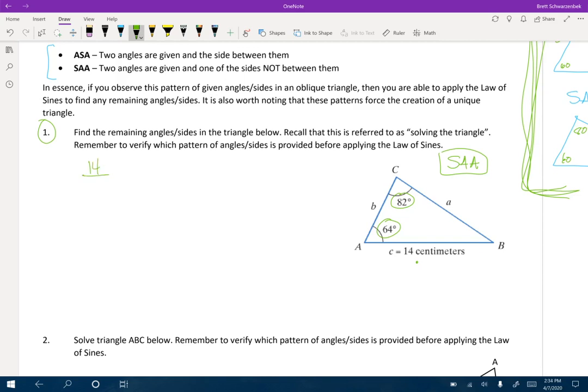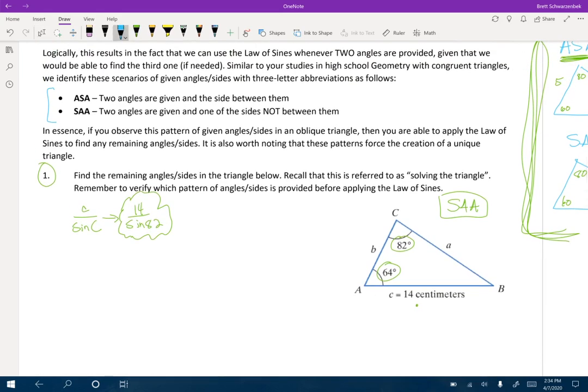Actually, let me write it out for you. Okay, the key ratio is going to be c over sine of big C, right? So that is going to be 14 over the sine of 82. Okay, so this is going to be our key ratio that we're going to be dealing with in our problem. So what do we do? We set this ratio equal to one of the other ratios in the law of sines.